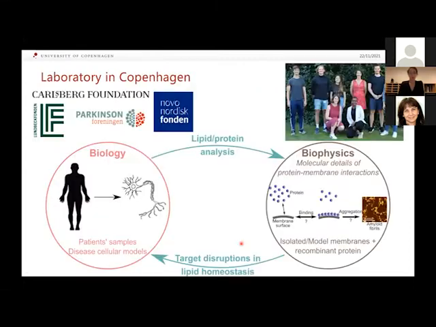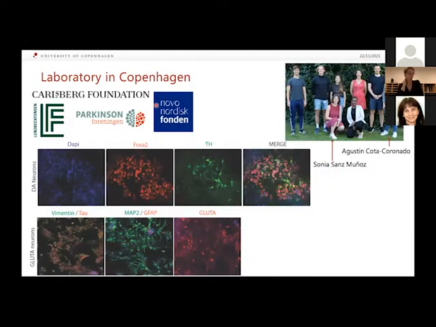So now I would like to mention that since approximately 2 years ago, we started to look into some neuronal models where we want to continue this work that we started with the fibroblast. But this time we aim at investigating changes in the lipid profile associated with Parkinson's disease in two types of neurons: the dopaminergic neurons, which are a model of a more vulnerable cell type to Parkinson's disease, and the cortical glutamatergic neurons, as a model of a less vulnerable cell type to Parkinson's disease. And this is mainly the work from Augustine and Sonia that are currently in my group.